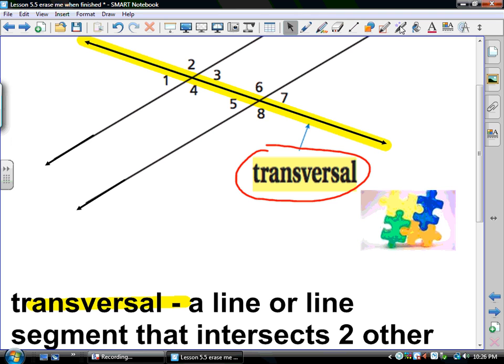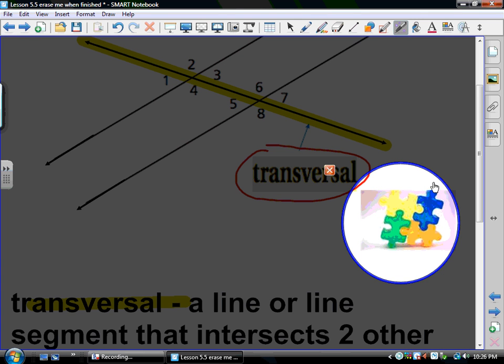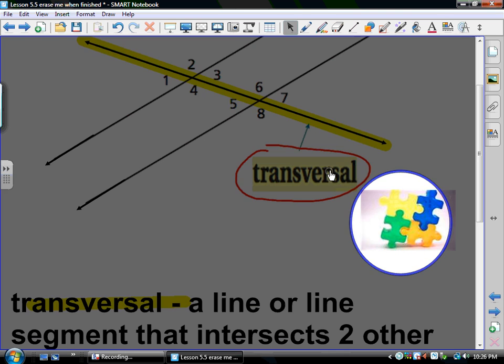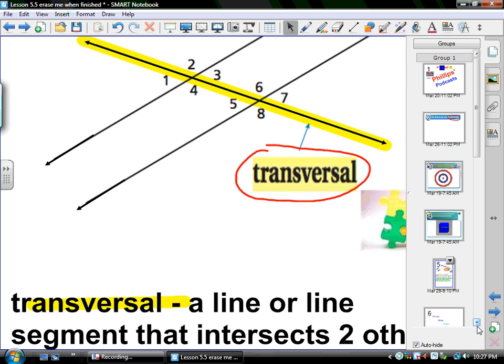Now, for my visual people, you wonder why I have a picture of puzzle pieces here, because these problems are going to be like a puzzle. Once you figure out what one of these angles are, you will be able to figure out the rest of them. It's kind of like putting a puzzle together. They just fall into place.